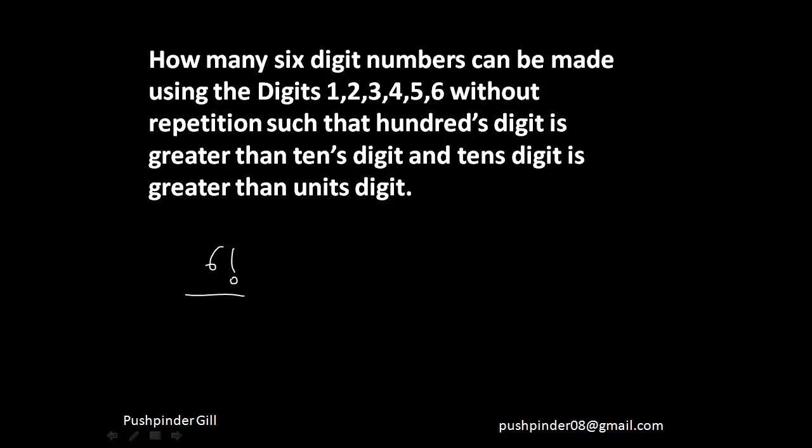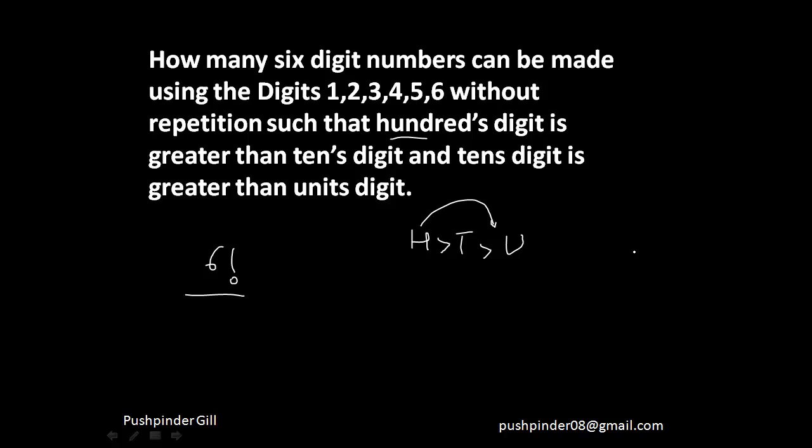Now you can clearly see the hundreds digit has to be greater than the tens digit, and the tens digit has to be greater than the units digit. That means indirectly the hundreds digit also has to be greater than the units digit. That means these three numbers cannot interchange their positions. That means that three of the things are identical.